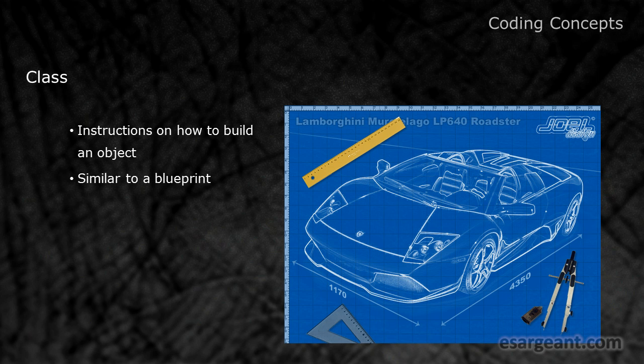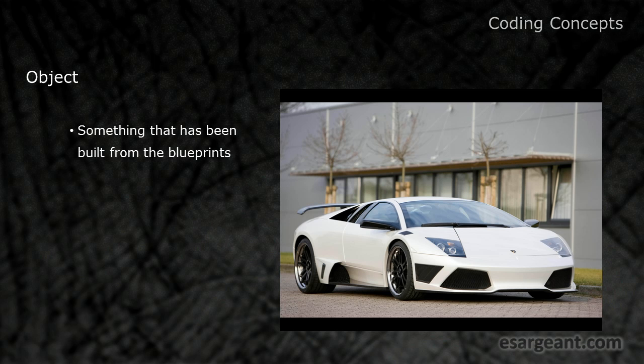You can think of a class as a blueprint. It's an instruction set, and perhaps a shopping list. It's an instruction set on how to build an object. So think of it like this blueprint here on how to build a Lamborghini Murcielago. This would be the class. The object is the thing that actually gets built from the blueprint. In this case, the real-life car, the Lamborghini Murcielago.